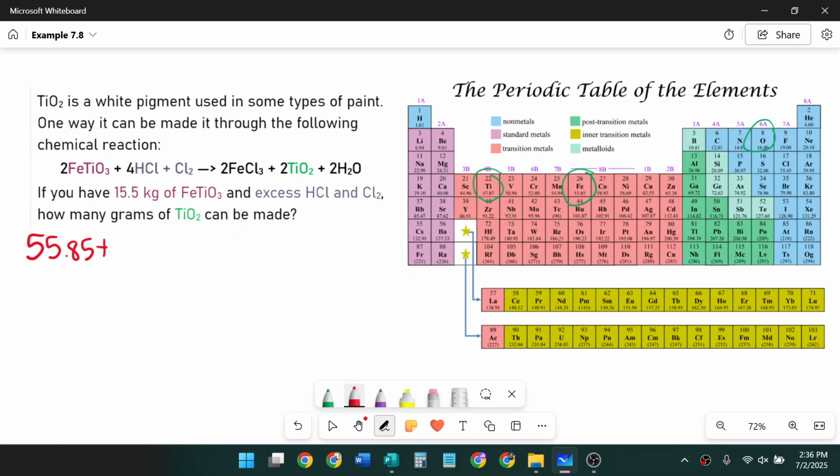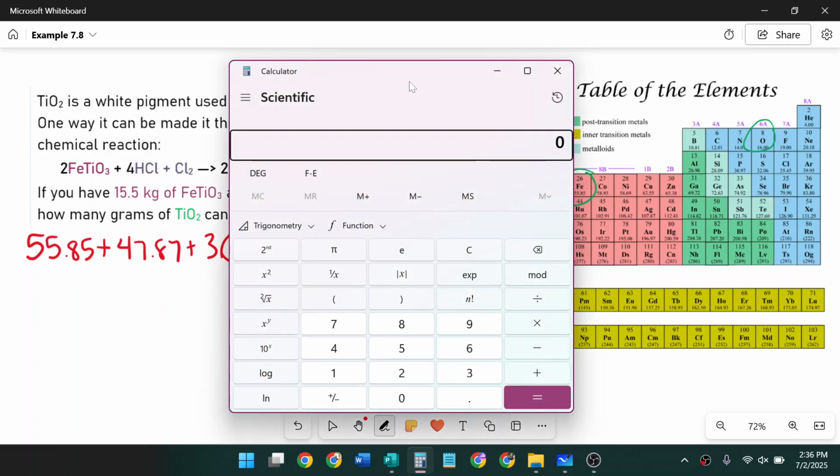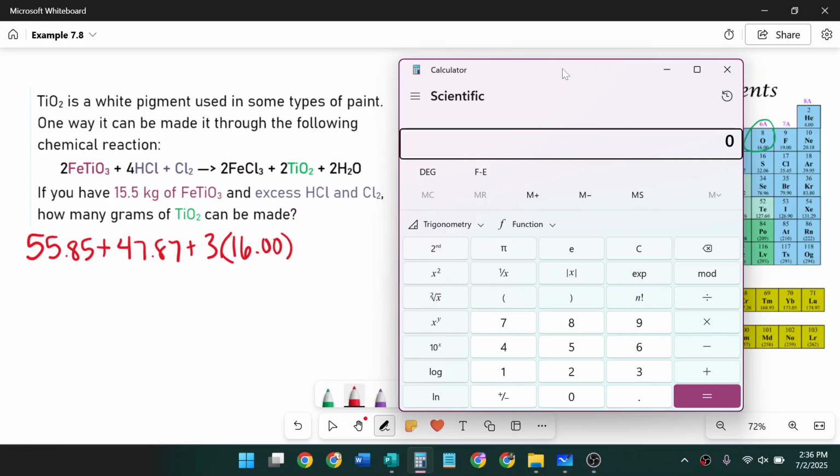So 55.85 plus 47.87 plus 3 times 16.00. All right, so this will give us the atomic mass units of the FeTiO3, and that number will also tell us how many grams make 1 mole. So 55.85 plus 47.87 plus 3 times 16. All right, so that gives us 151.72.